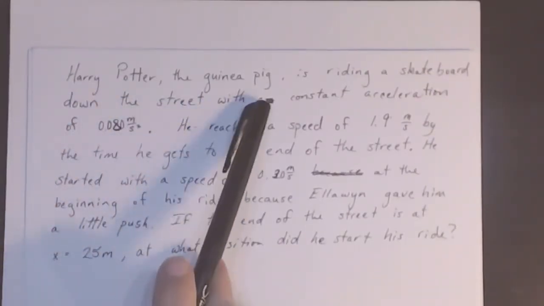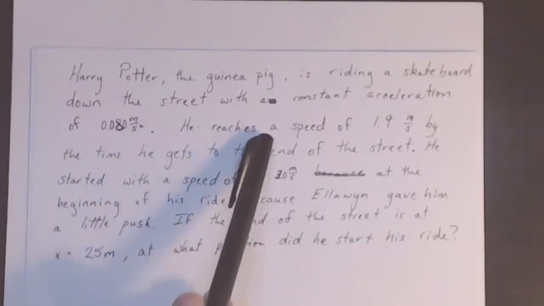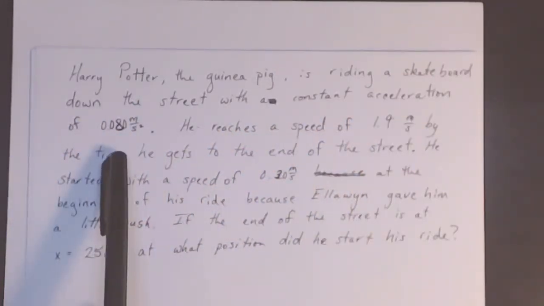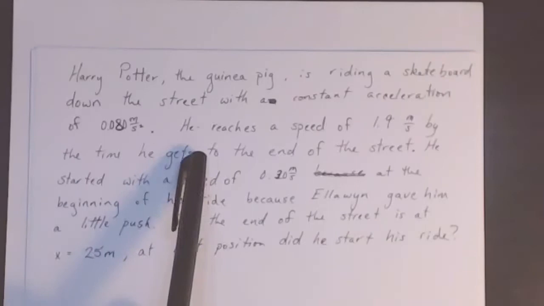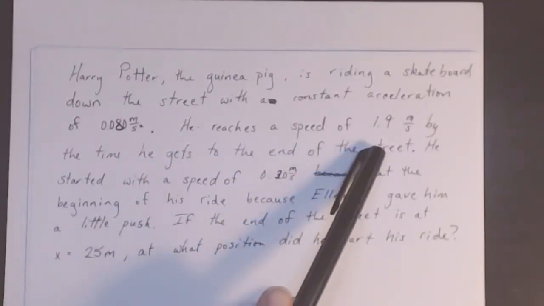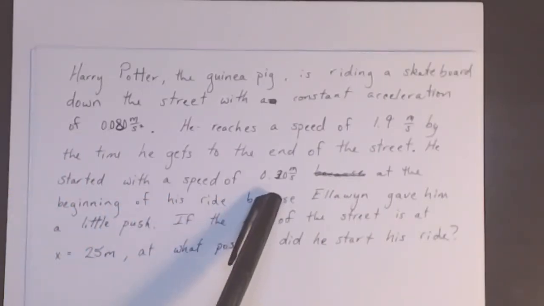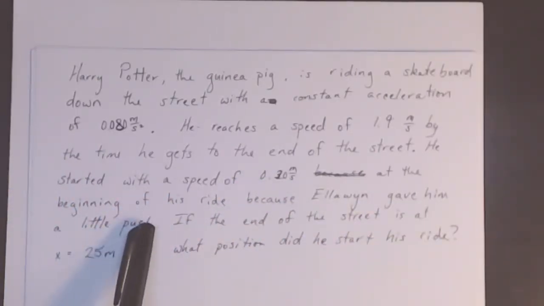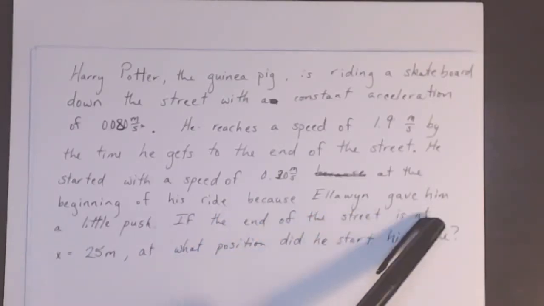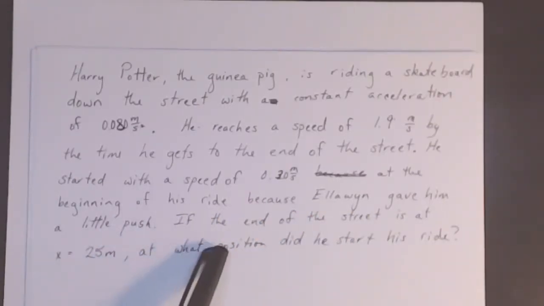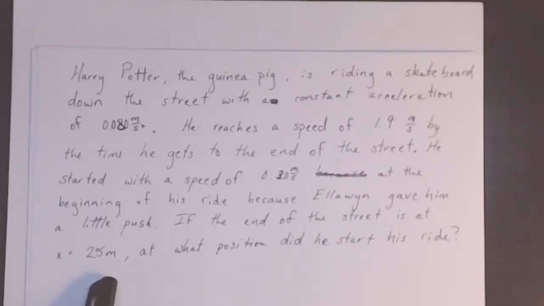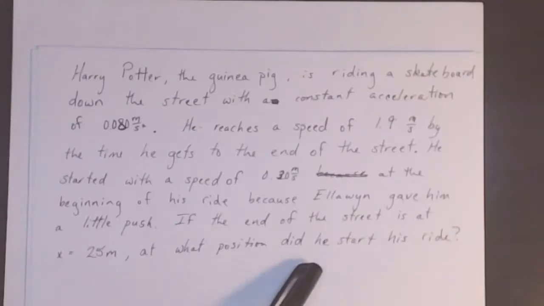Harry Potter, the guinea pig, is riding a skateboard down the street with a constant acceleration of 0.08 meters per second squared. He reaches a speed of 1.9 meters per second by the time he gets to the end of the street. He started with a speed of 0.3 meters per second at the beginning of his ride because Elwyn gave him a little push. If the end of the street is at 25 meters in the x position, at what position did he start his ride? All right, so we've got a lot of information.